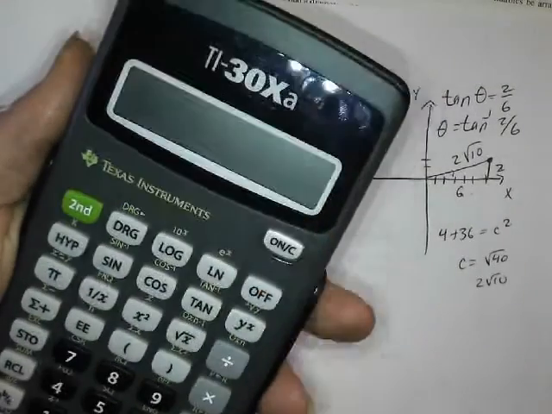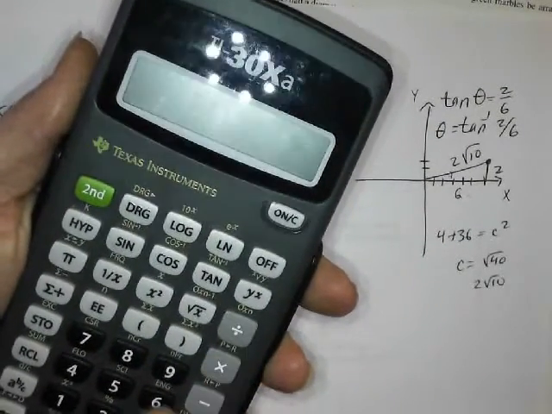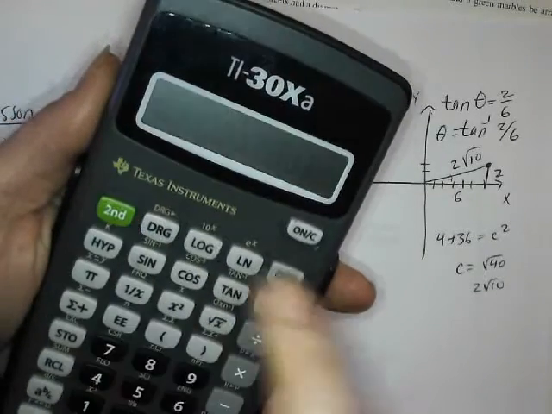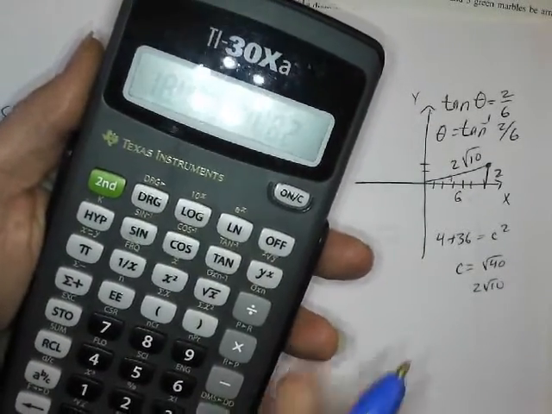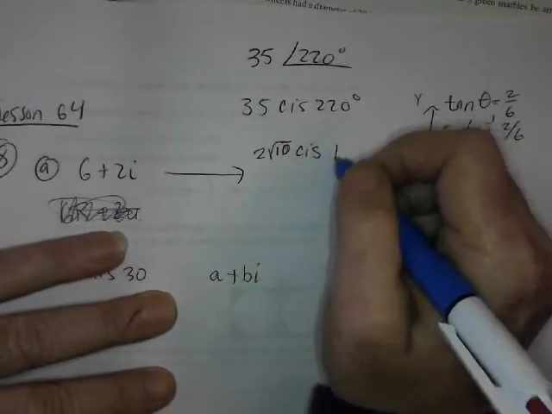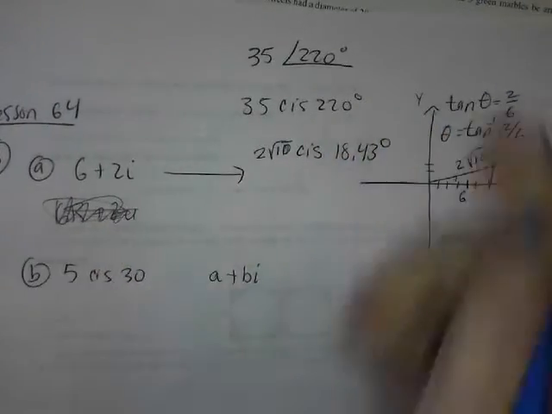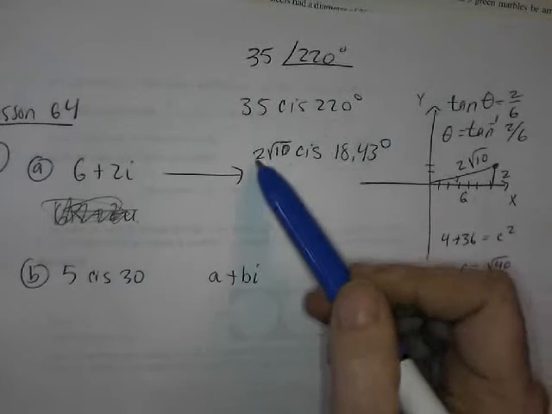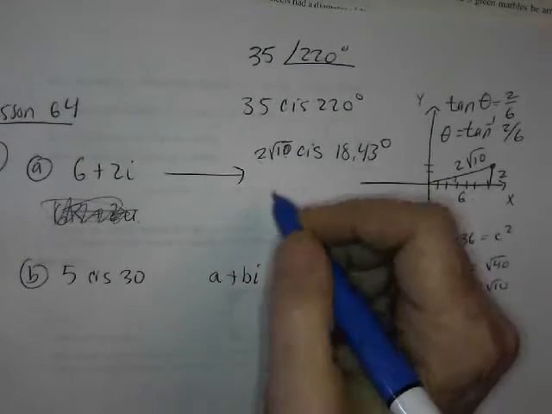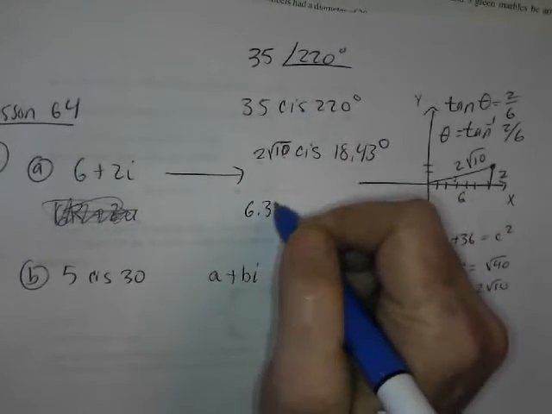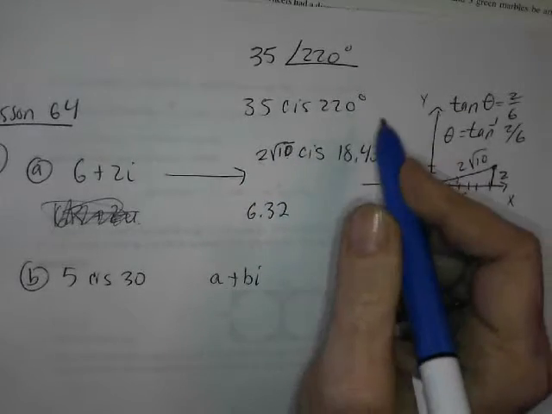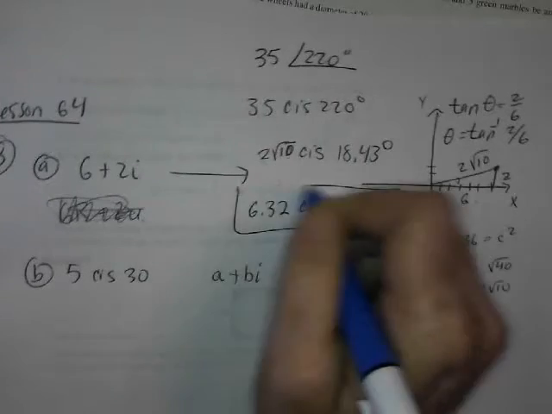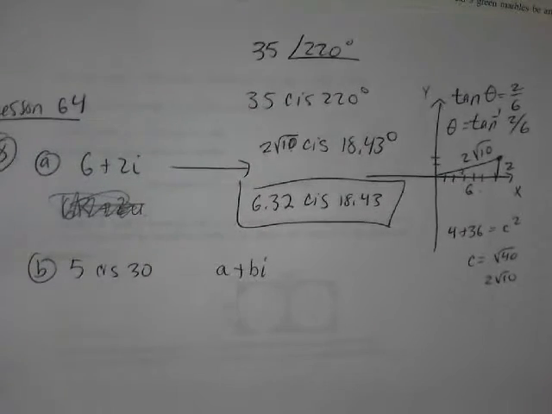Okay, so how do I get that? I think on this one I have to go 2 divided by 6, get a decimal, and then second tangent, and that gives me 18.43. Okay, and let's see how they like that rounded. They actually put the 2 root 10 in their calculator, and here's how they write their final answer. 6.32, because that's what 2 root 10 turns out to be. Cis 18.43. So that's not so hard, is it?